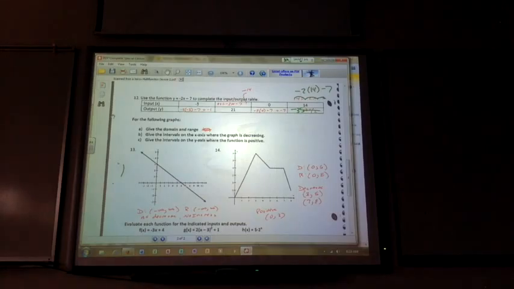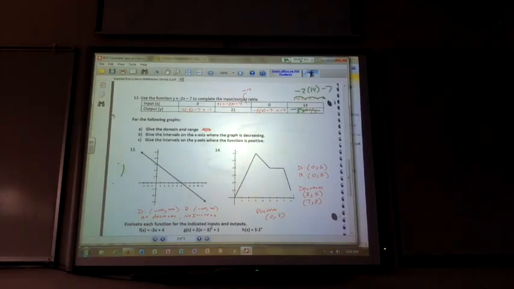Okay. All right, and then 13 and 14. Some of this might be common knowledge, some of it might not. Okay, it says for the following graphs, give the domain and the range. Okay, so that's the first thing we'll answer. This is give the intervals on the x-axis where the graph is decreasing, and give the intervals on the y-axis where the graph is positive.